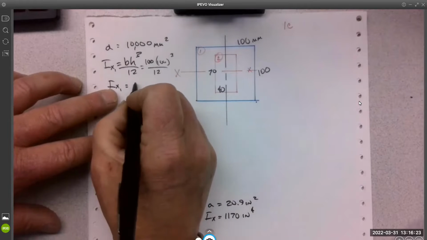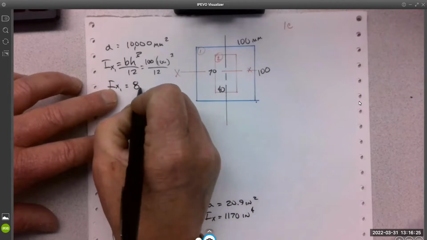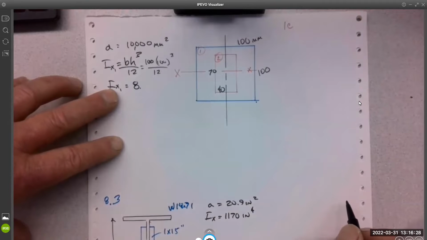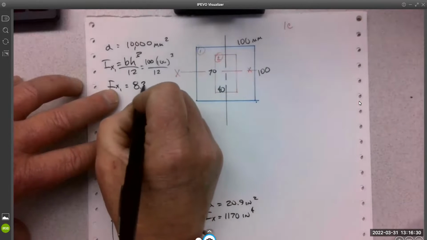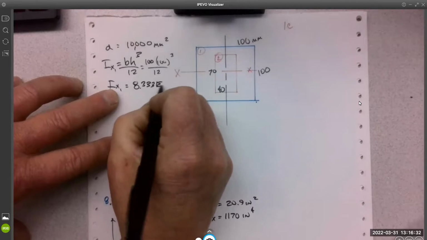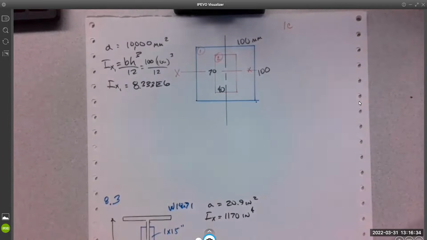Holy smokes. So let's go 8 point, and then what are the next numbers? 333 e to the 6. Does that look like it works? 8 million? So when you write e to the 6, that just means to the power of 6. It's like writing 10 to the 6, same kind of thing, just even shorter. So that's 8,333,000, and so on.